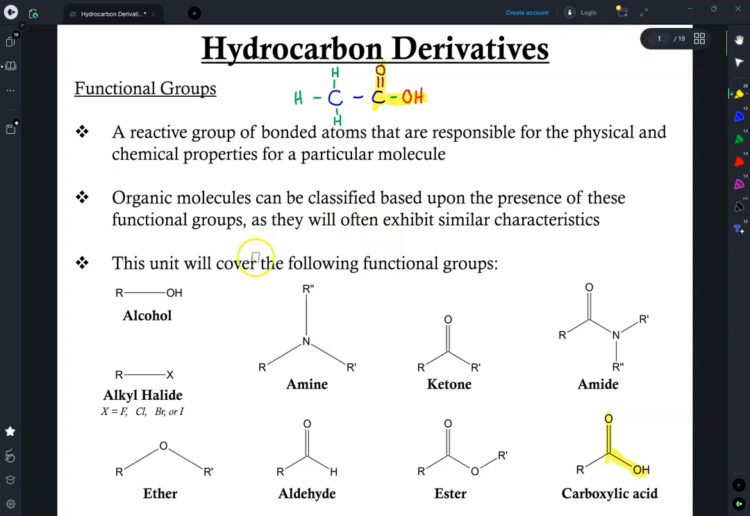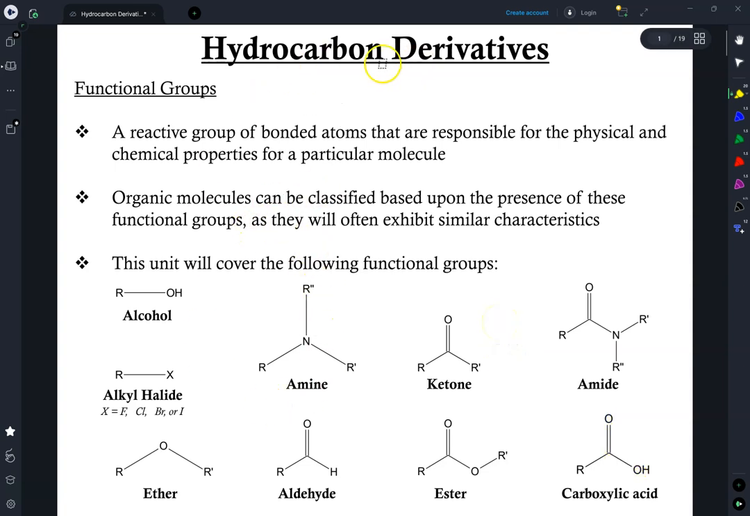Now, in this course, we will be covering the following functional groups, learning what their properties are once we add these functional groups to the hydrocarbon, and how to name them properly, so the reader knows exactly which type of molecule and what kind of properties they should expect to see.